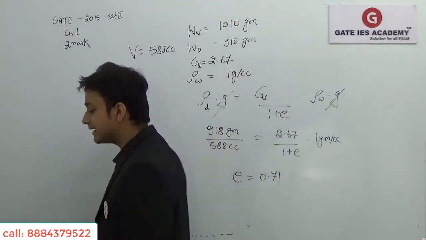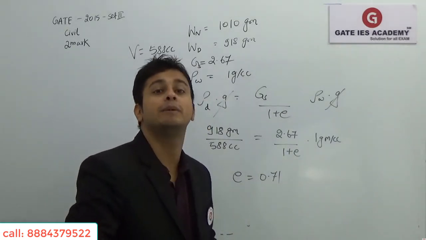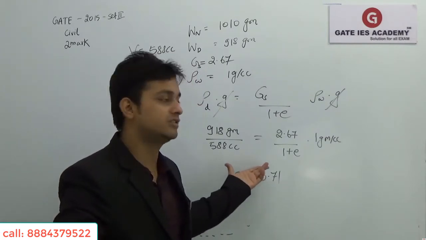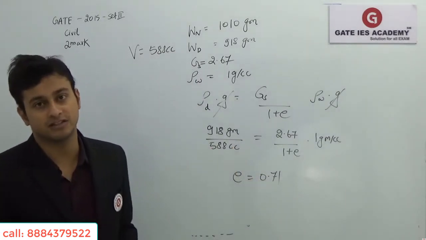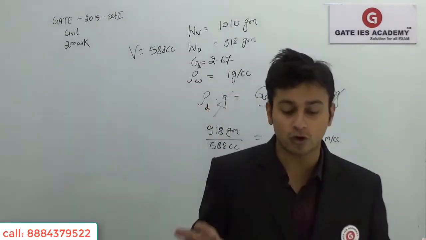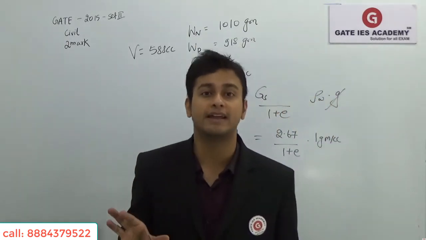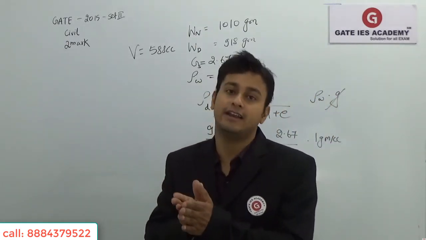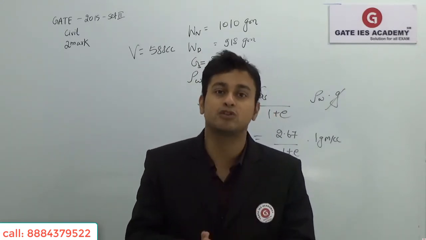Why did I use gamma D equals GS upon 1 plus E, rather than gamma T equals GS plus SE? Because I did not know S, and that would have been lengthier. So why not use this formula? This is a very easy process to solve these problems. You have to choose what kind of problem you are taking and which procedure you are applying. Just first think for a second. Think for 5 seconds, 10 seconds. Take your time, then proceed.